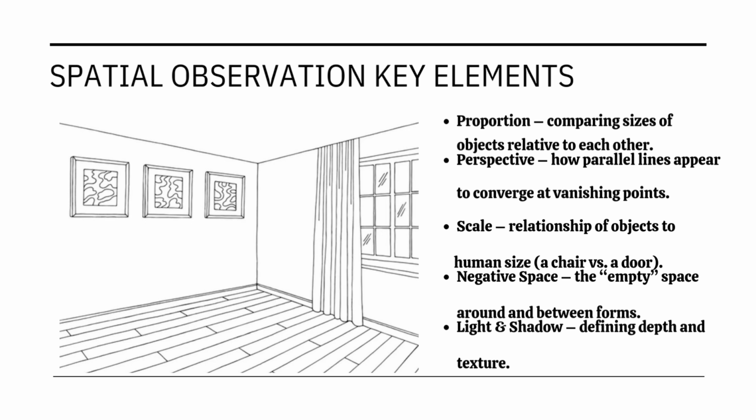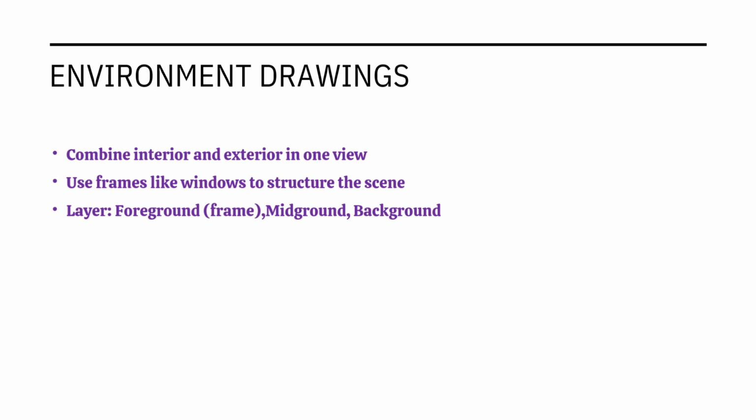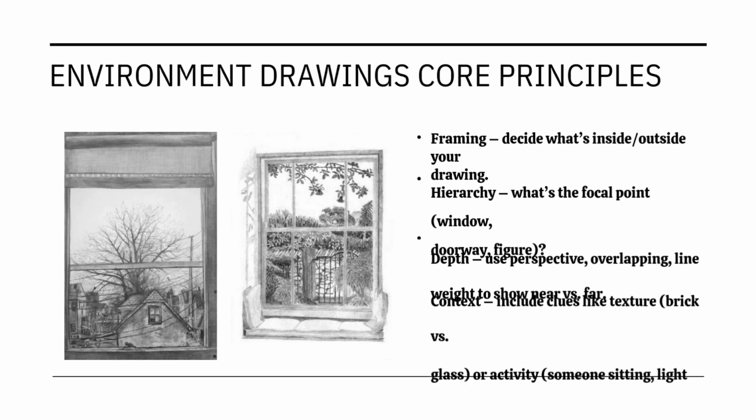And looking at environmental drawings, again, we're capturing not only the objects, but also the space that they exist in. We're going to think about the interior and exterior in one view. Use some type of framing like windows or doors to capture the scenes. And we can see some different layerings within environmental drawings. When we're looking at framing, we're going to decide what is inside and outside of the drawing. We're going to draft things, or see them, in a hierarchical manner. What is the focal point? Is it the window? Is it the doorway? Or is it the figure that we may be drafting?